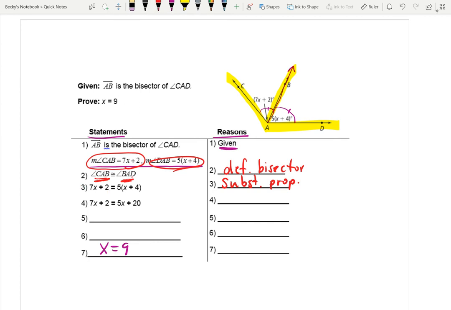All right, so from step 3 to step 4, what's happening? Well, the left side stays the same, right? But the right side, you're doing an algebraic property. What's that called? D word. Distributive property, right?